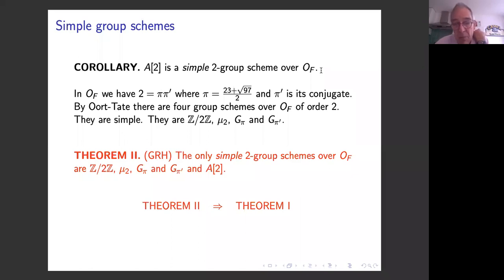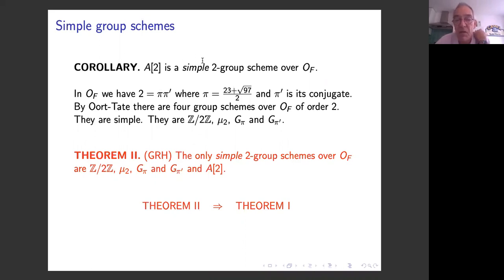And remember how the proof went over Q. Over Q, in the Abrashkin-Fontaine case, there were only two simple group schemes: Z/2 and mu_2. And then I had an argument with those to finish the proof. Now it's different. There is this fancy simple 2-group scheme. And it is not even the only one.